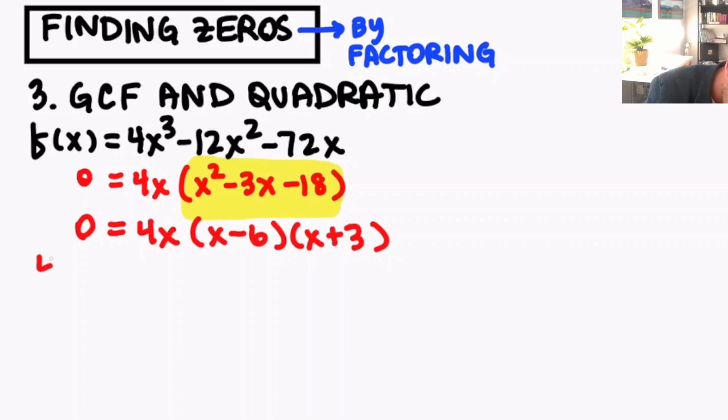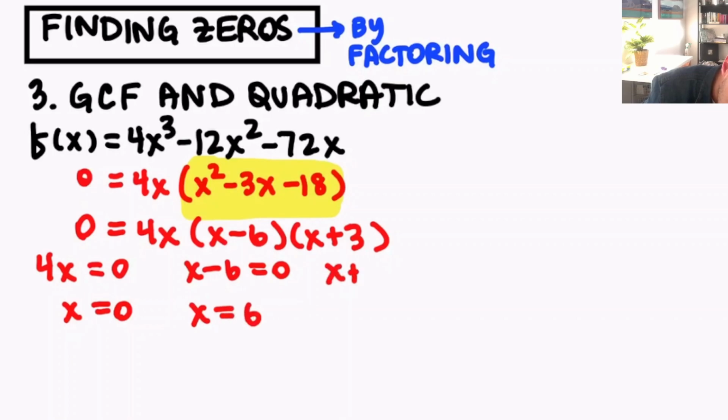Okay, so we say either 4x equals 0, and that would be where x was 0. We could say x minus 6 could be 0, and that would be x equaling 6. Or we could say x plus 3 equals 0, and that would happen when x was negative 3.